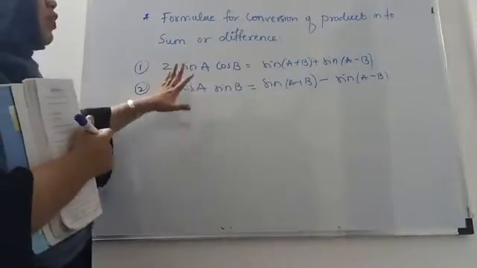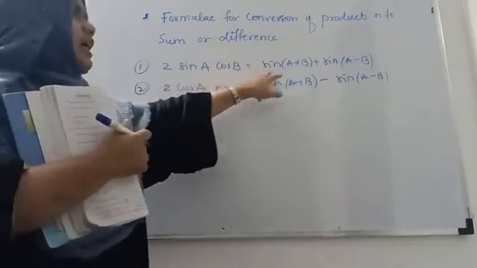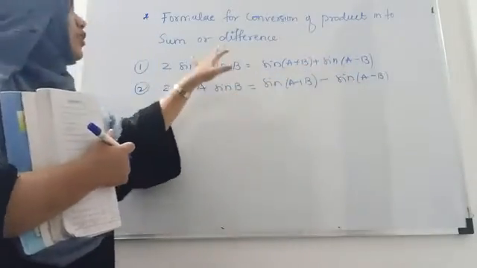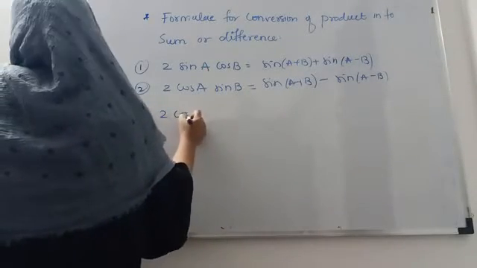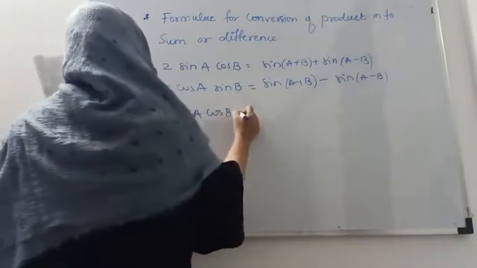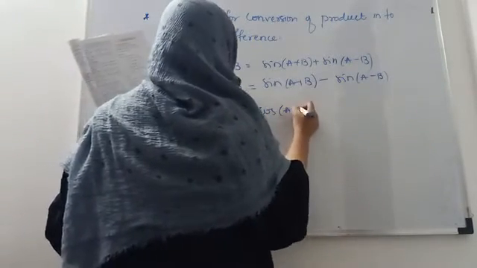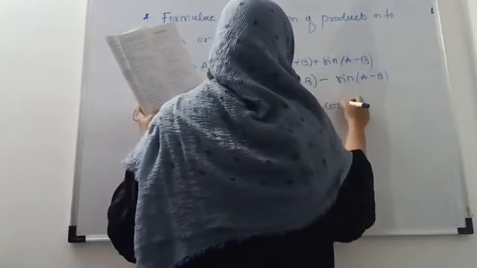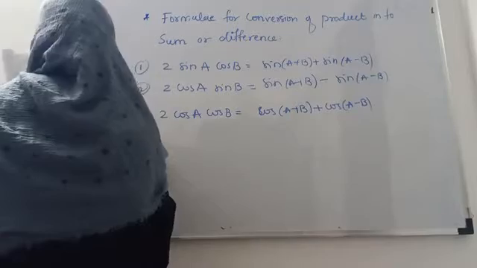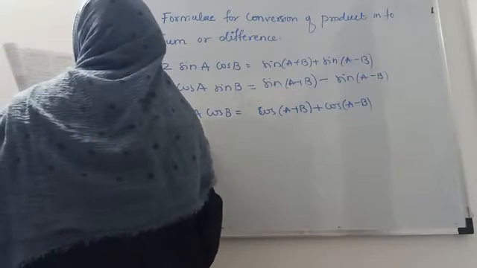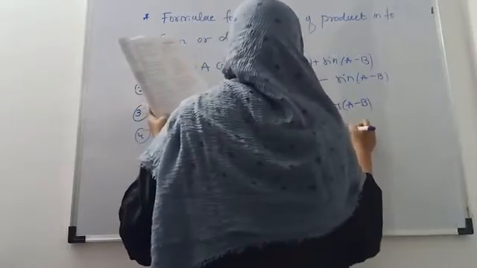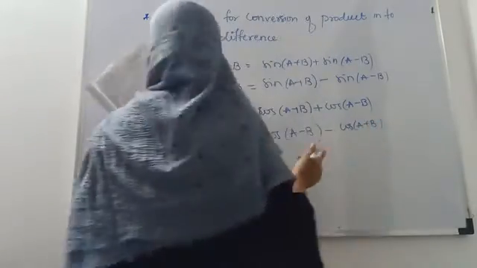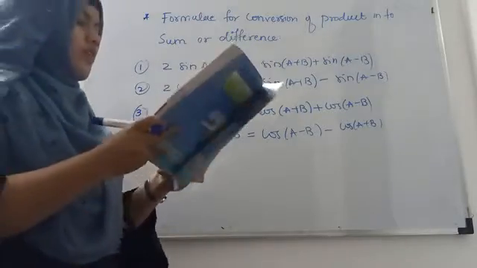No need to explain how to prove this. Okay, for that you have to take sin A plus B and then sin A minus B, and do the addition of both, you will get this formula. Third one is 2 times cos A cos B. It is equal to cos A plus B plus cos A minus B. And for the fourth term, 2 times sin A sin B, it will give you cos A minus B first and minus cos A plus B. So these are the 4 formulas, okay, for the defactorization.